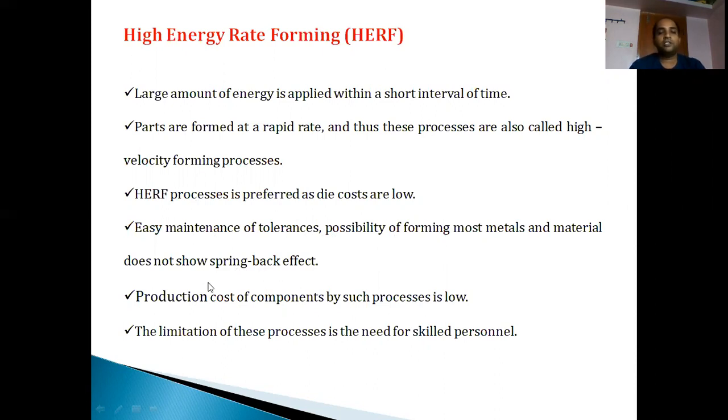So using this method, you can develop a large number of components within less time, and along with that the production cost of these components by this process is cheaper in nature, which you can say is economical. But the only important thing is that the person working on high energy rate forming should have good knowledge regarding die design, the type of energy developed, as well as be skilled in all the basics of the processes involved, which means you need skilled personnel.